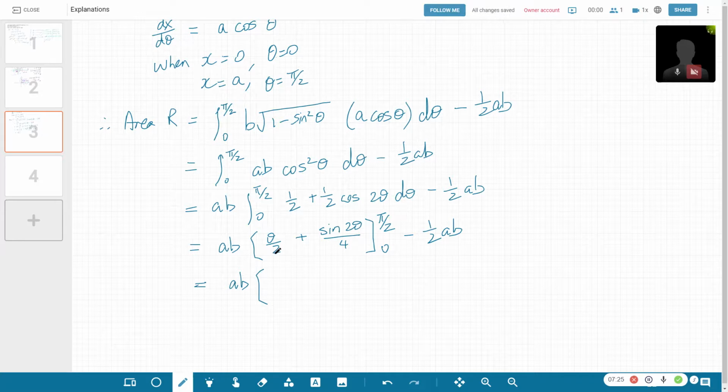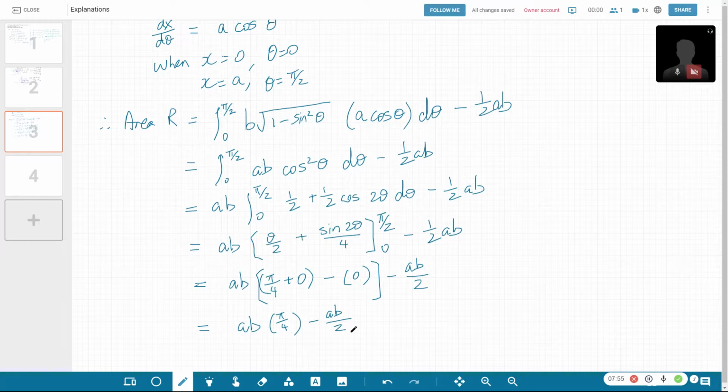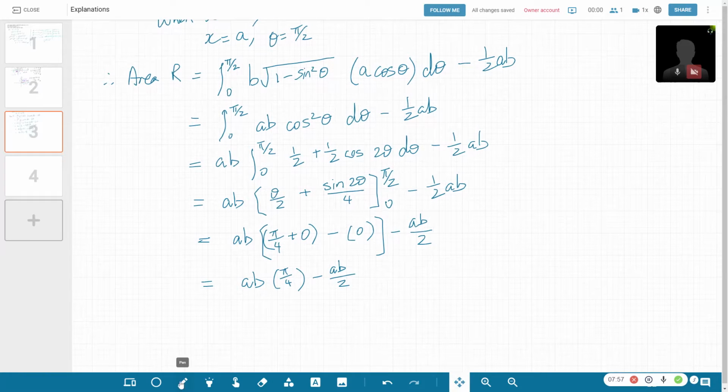Now when we sub in pi over 2 here, we get pi over 4 plus 0, because sine pi is 0, minus 0, since subbing in 0 gives 0. So now we get ab of pi over 4 minus ab over 2. If you want to factorize further, you can take out ab over 2, and you're left with pi over 2 minus 1.